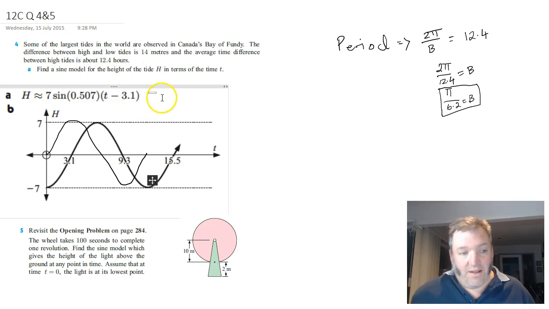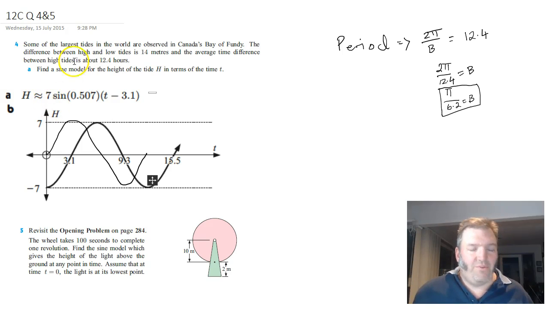Some of you got to hear that in class, some of you didn't, so that's fine. If you can see how they got the 0.507, which should really be pi over 6.2, we can make sense that the amplitude must be 7 because it's the difference between high tide and low tide, divided by 2. You've done well.